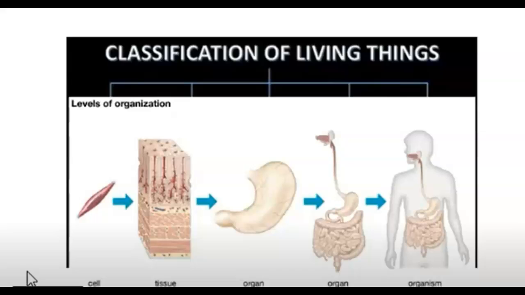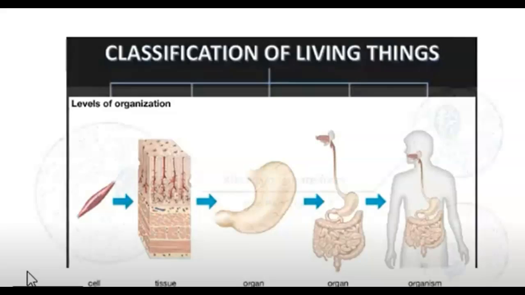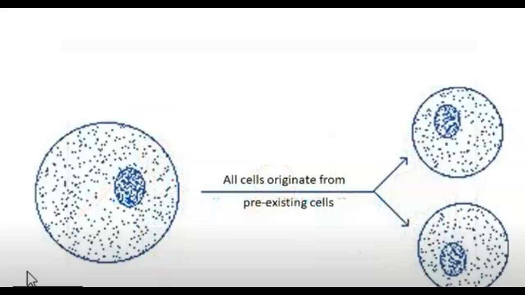And then there is us, humans, where we are made up of cells, which build tissues, which build organs, which build organ systems, which build the organism. And then we have that all cells come from pre-existing cells, which means that your new skin cells, right, came from a pre-existing skin cell that was already there.